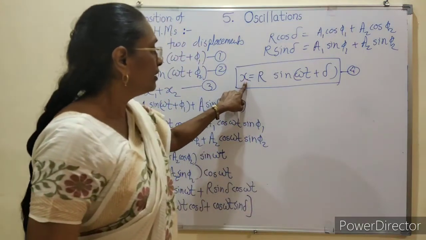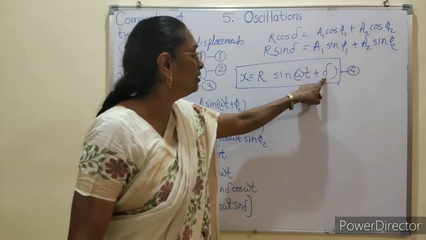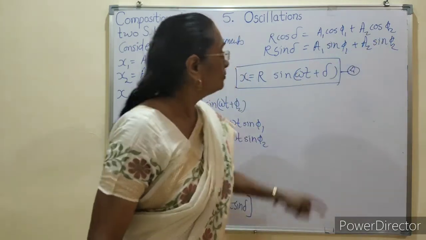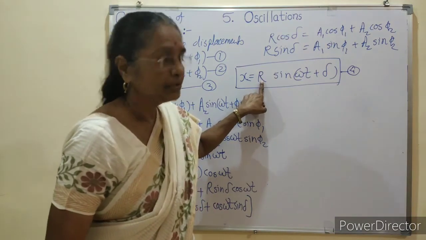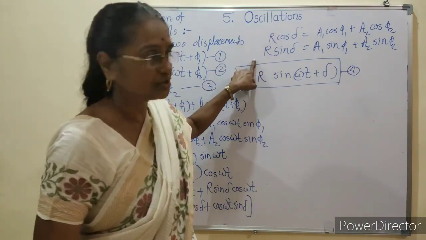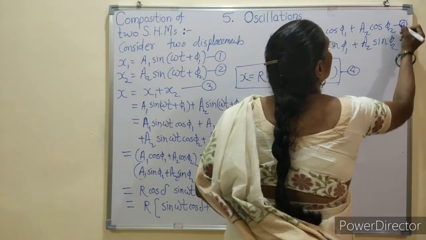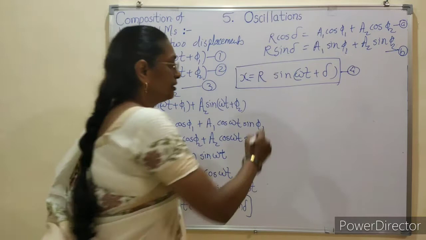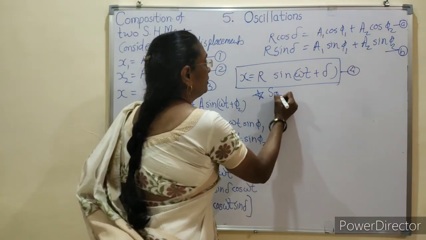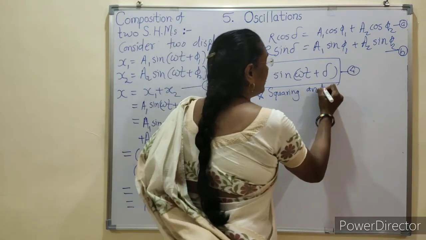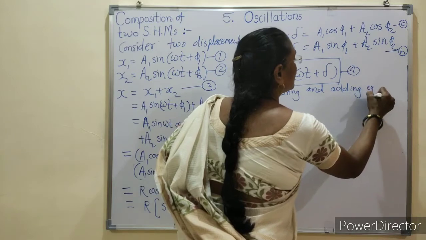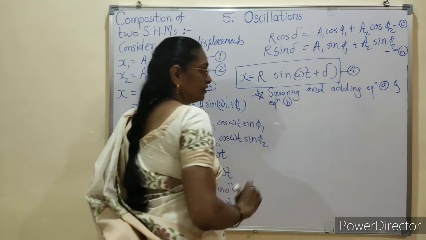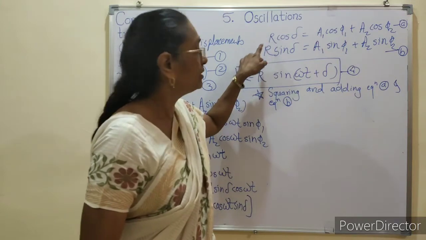Now x is in terms of capital R and delta, but this R and delta are related with A1, phi1, A2, phi2. So we have to find out the relation for R by considering these 2 points. These 2 equations can be denoted by A and B. How can we take it? The step is squaring and adding equation A and equation B. So we have to square A and square B.